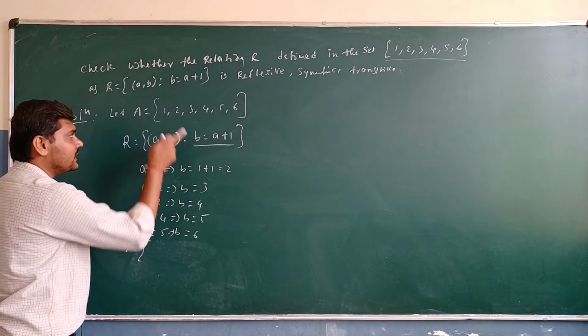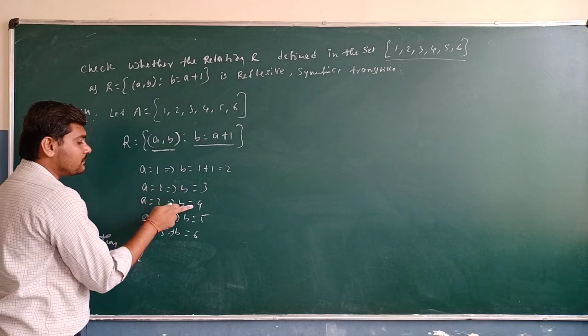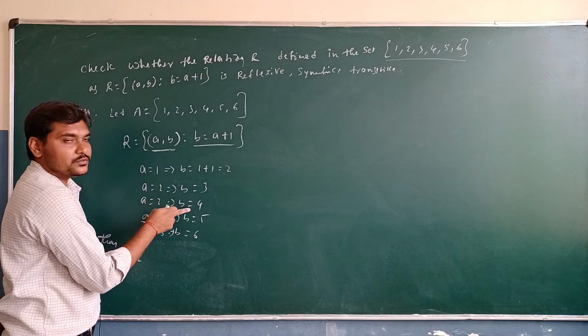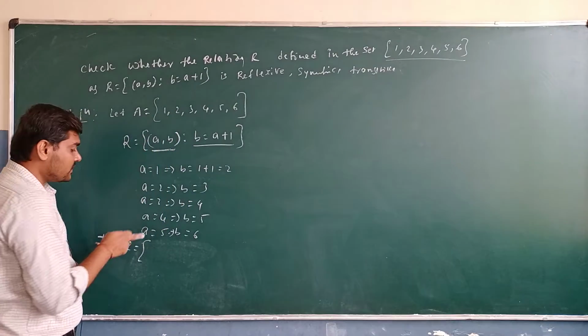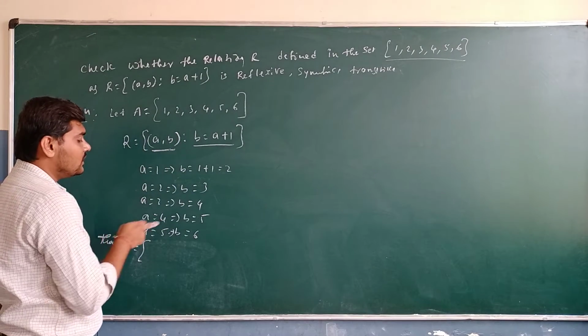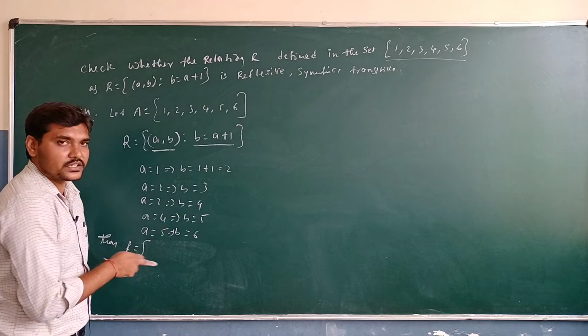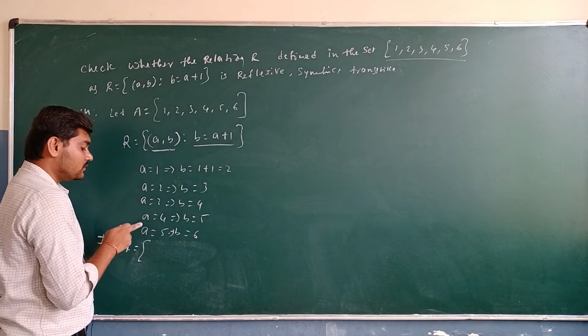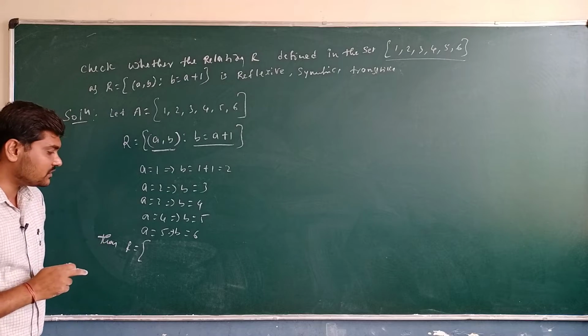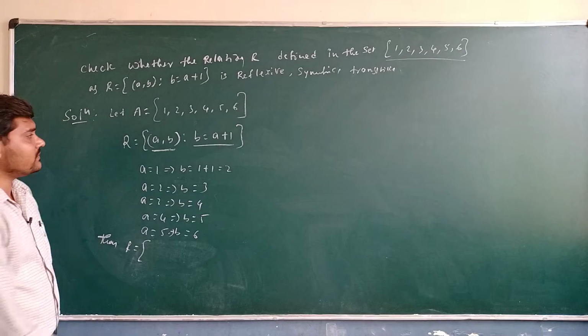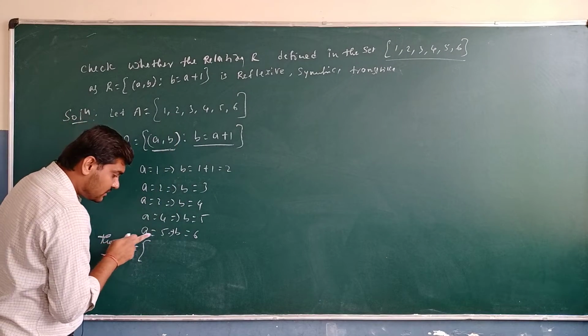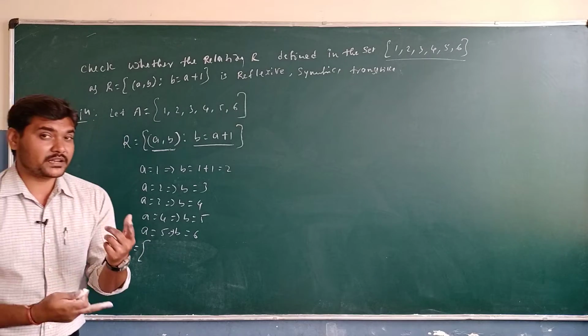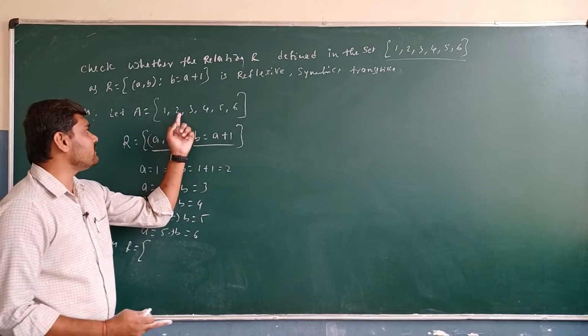Here 2 and 3 are both in the set, as well as a is equal to 3 and b is equal to 4. This is also present in the given set A. So suppose I am taking a is equal to 4 and b is equal to 5. This is also present in the given set A. So suppose I am taking a is equal to 5 and b is equal to 6. Those are also present in the given set A. Suppose I am taking a is equal to 6 and b is equal to 7, because 7 is not a member of the given set A.